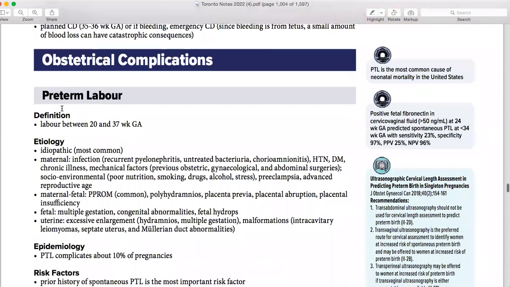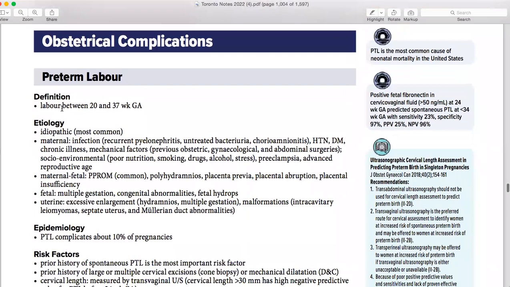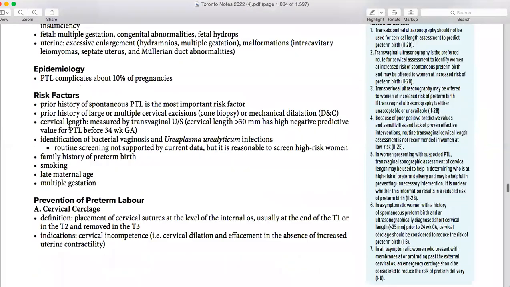Okay, then the next topic. I'm not sure what I told you. Okay, so the next topic is basically intrauterine growth restriction.